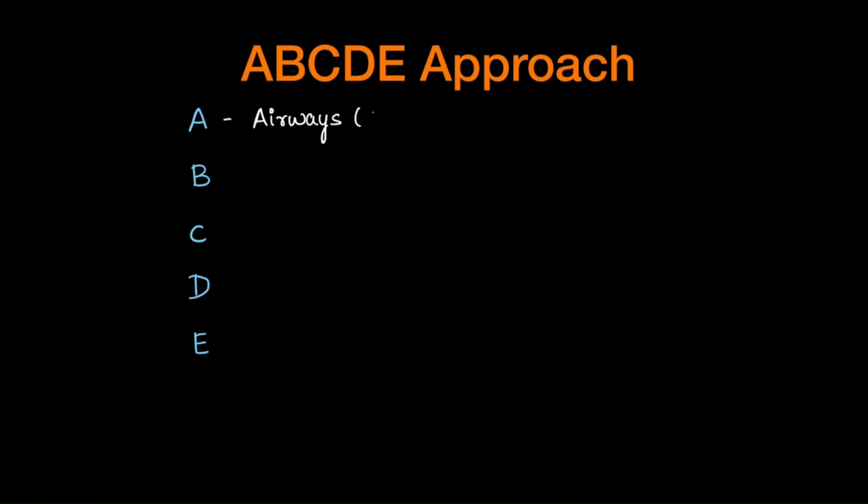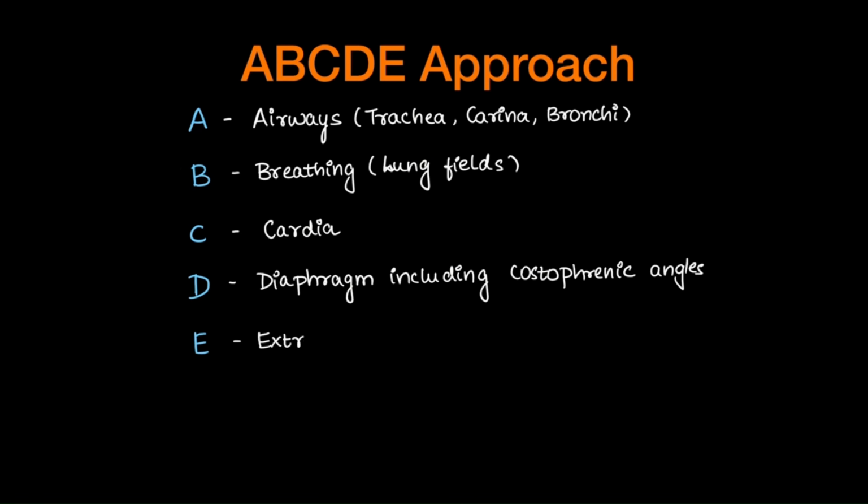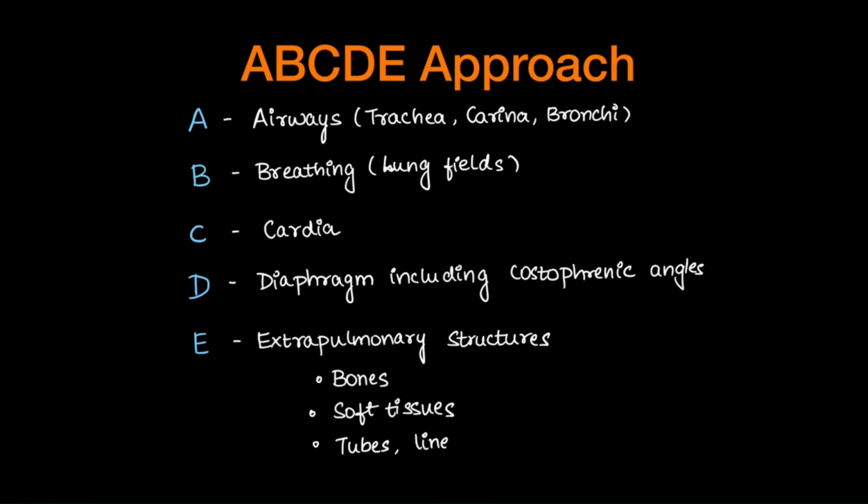Coming to actual interpretation of the X-ray, we use the ABCDE approach. First, assess the airways with trachea, carina and bronchi. Next, the breathing, that is lung fields. Next, assess the cardia. After that, D for diaphragm, including the costophrenic angles. Last is the extrapulmonary structures which can be seen on a chest X-ray, like bones, soft tissues, tubes, lines or any other artifacts, etc. These should be assessed.